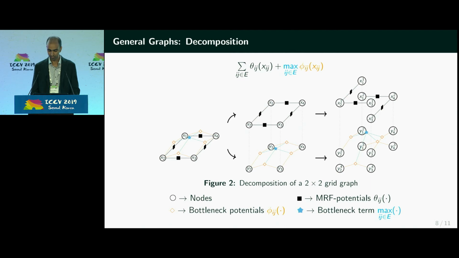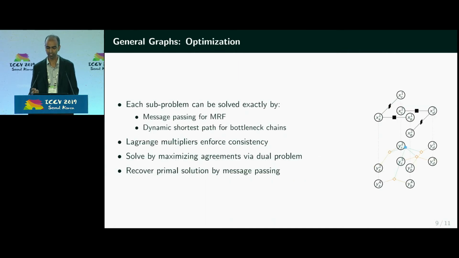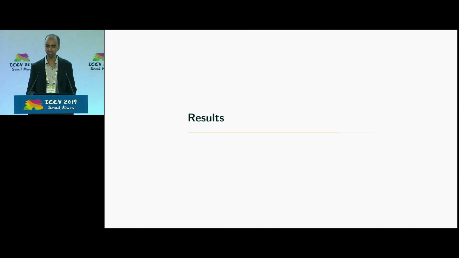As an example, we consider a 2x2 graph on the left. First, we separate the MRF and the bottleneck potentials. The MRF is the top one. But inference in graphs with cycles is NP hard, so we further decompose the problems into cycle-free components. For MRF, we decompose the problem into trees, and for the bottleneck, we decompose into chains. The consistency between these variables is enforced by Lagrange multipliers, and we maximize the agreement between the variables by solving the dual problem. Lastly, we recover the primal solution by message passing.